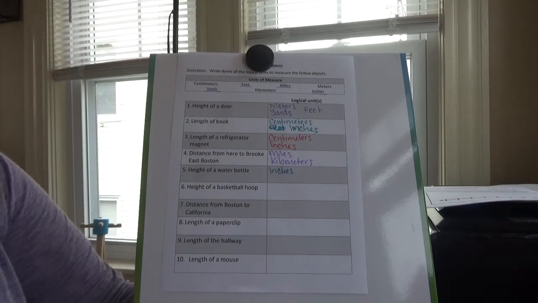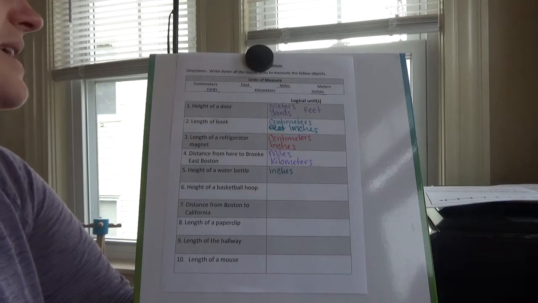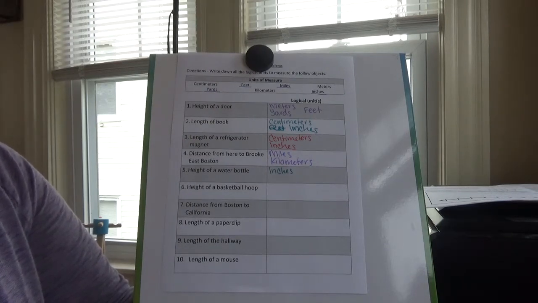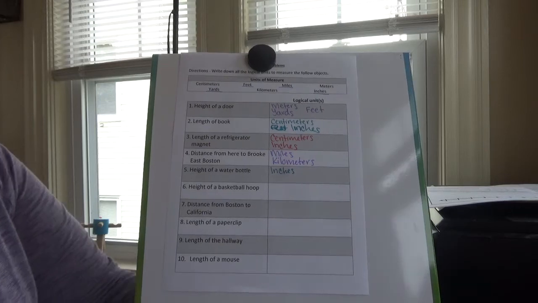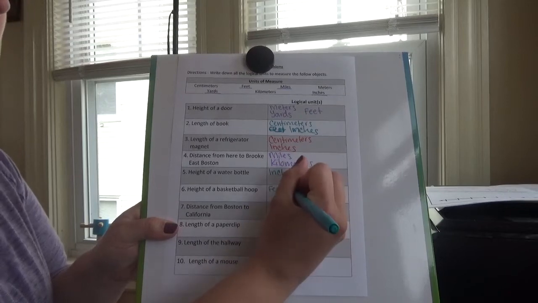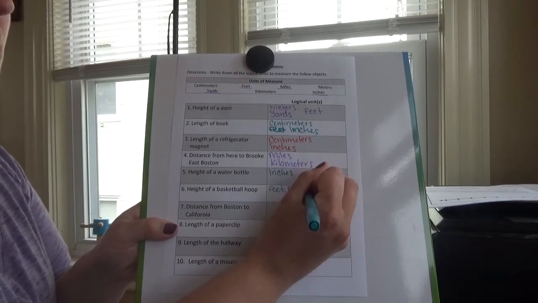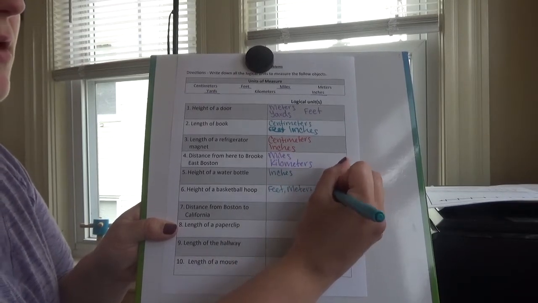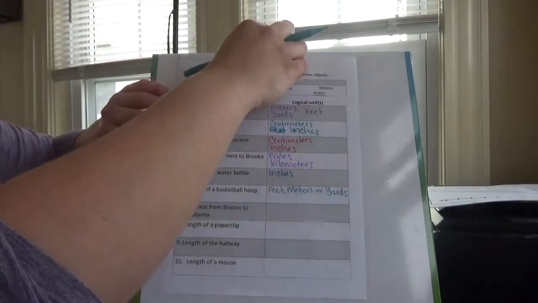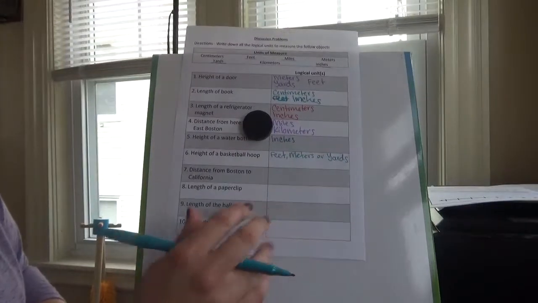Number 6, height of a basketball hoop. Well, a height of a basketball hoop is taller than me, which means that I definitely couldn't use centimeters and I definitely couldn't use inches, but I could use feet. And I also think you could use meters or yards as well because it is that tall. Awesome. Let's move on and do the next couple.